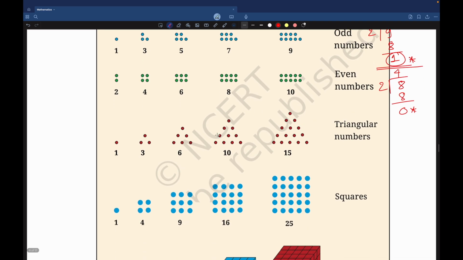Then this is a triangular number. You can see they form a triangle. We will see more detail about these triangular numbers later in this lecture. Similarly for this.